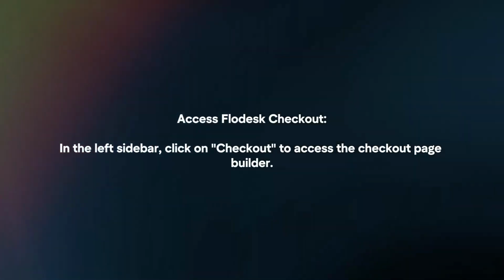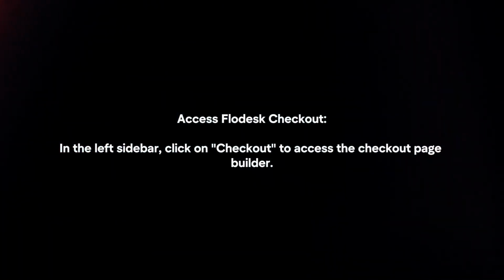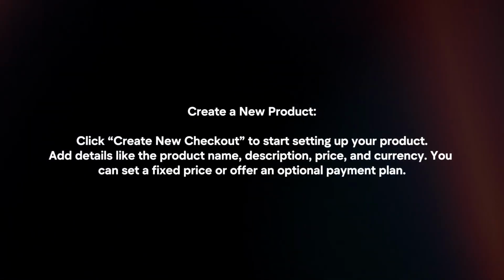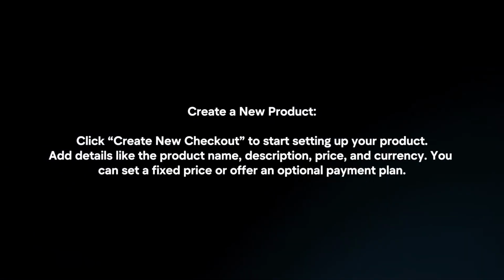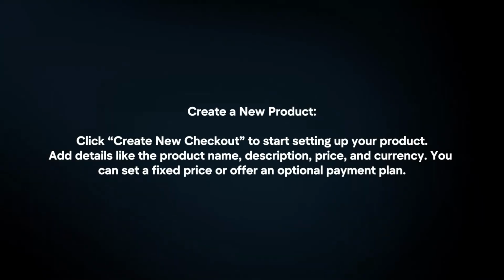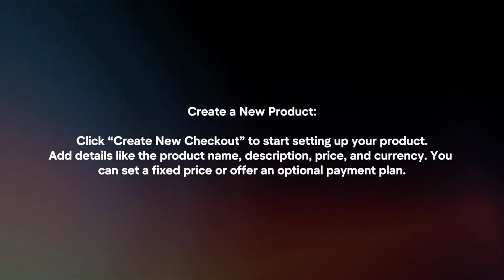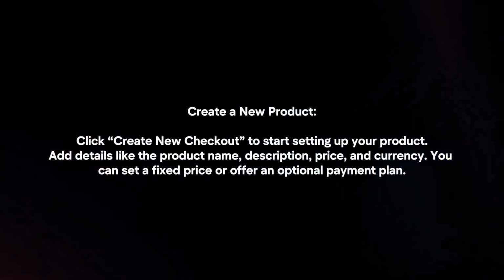Access Flodesk Checkout. In the left sidebar, click on Checkout to access the checkout page builder. Create a new product. Click Create New Checkout to start setting up your product. Add details like the product name, description, price, and currency. You can set a fixed price or offer an optional payment plan.